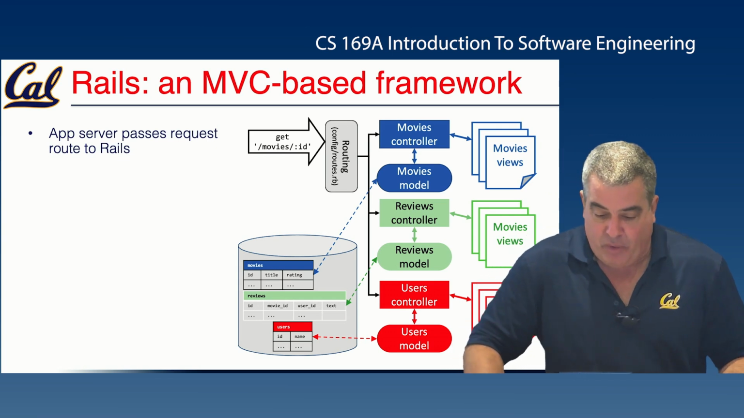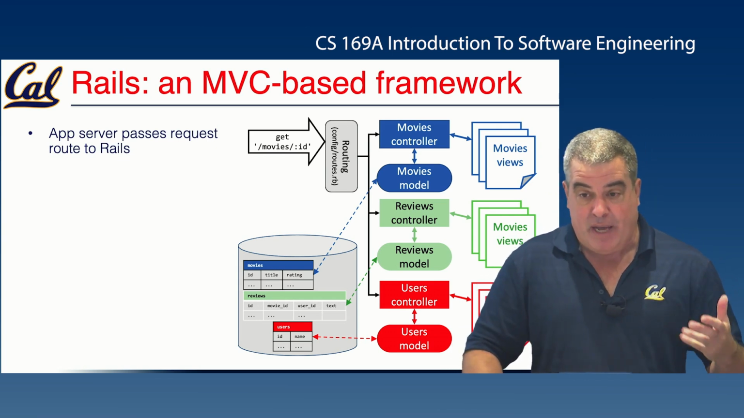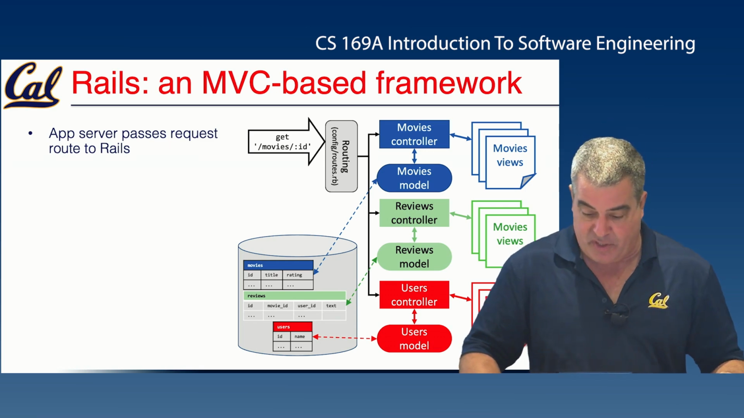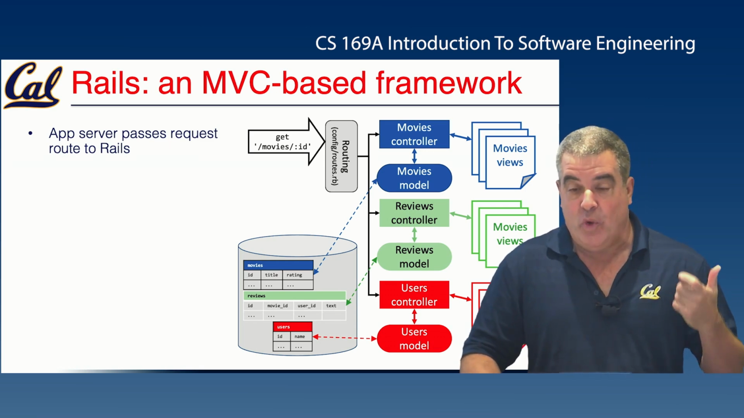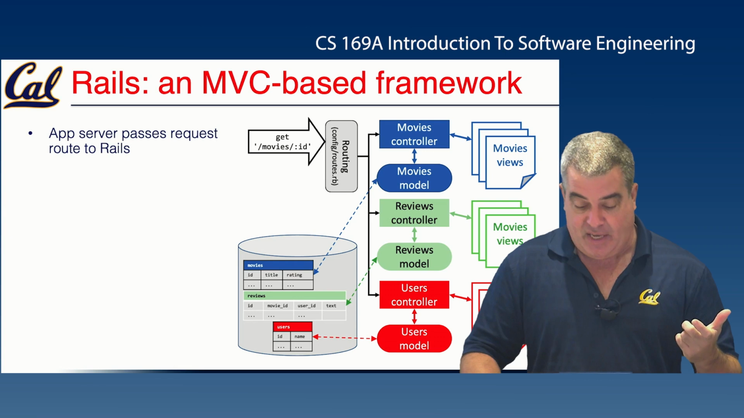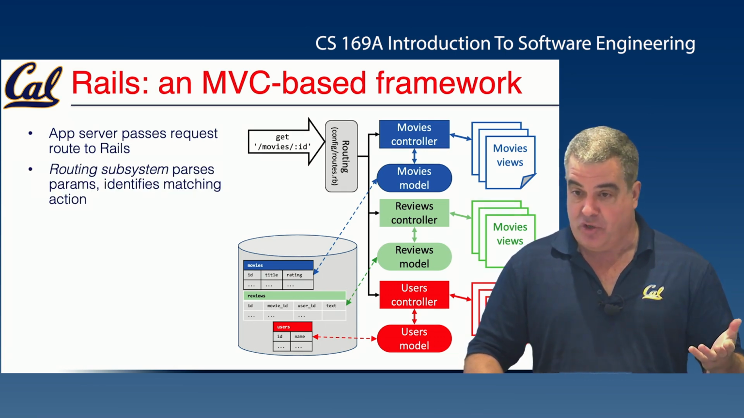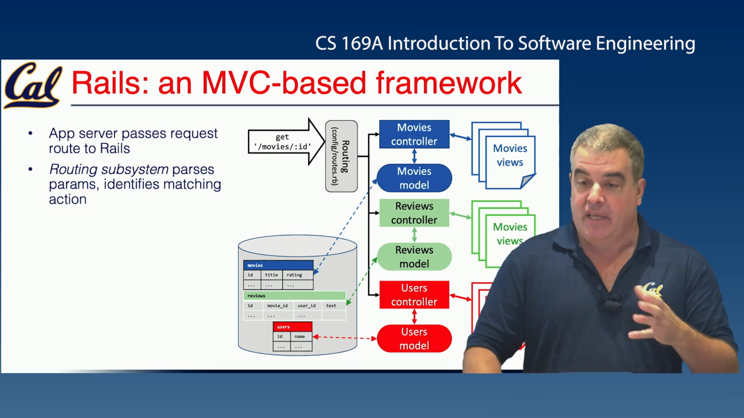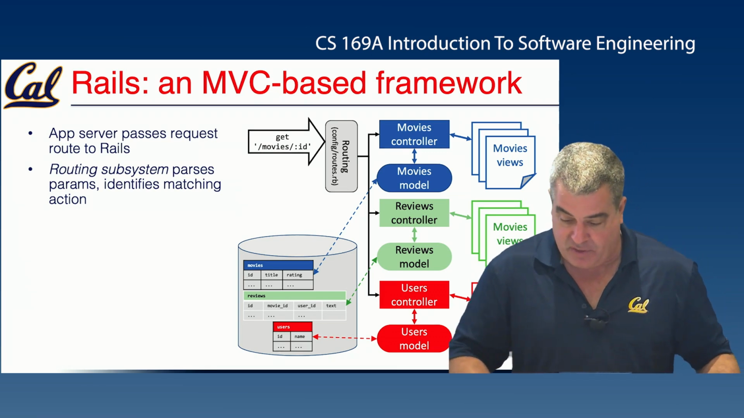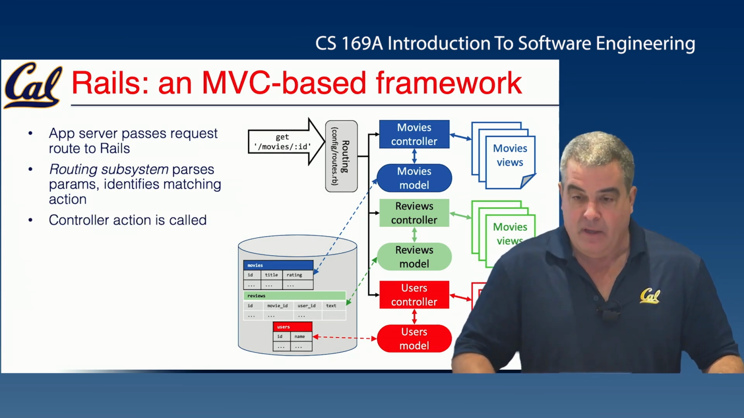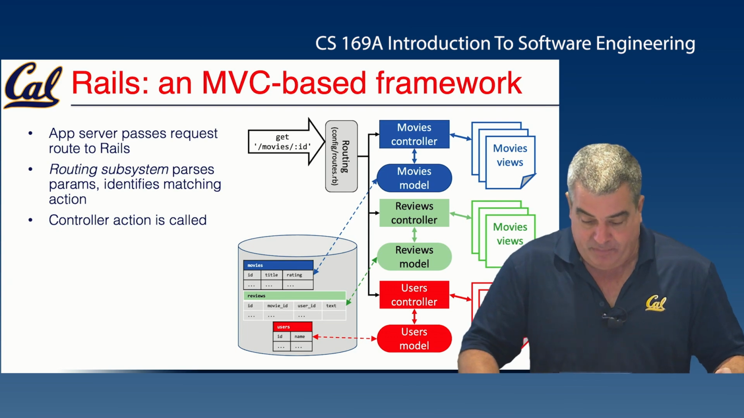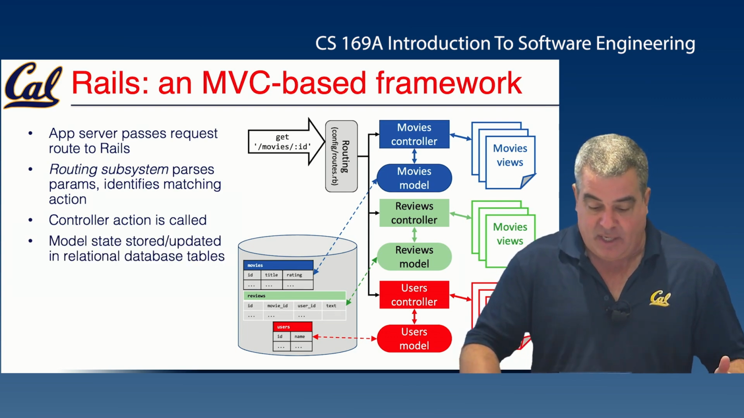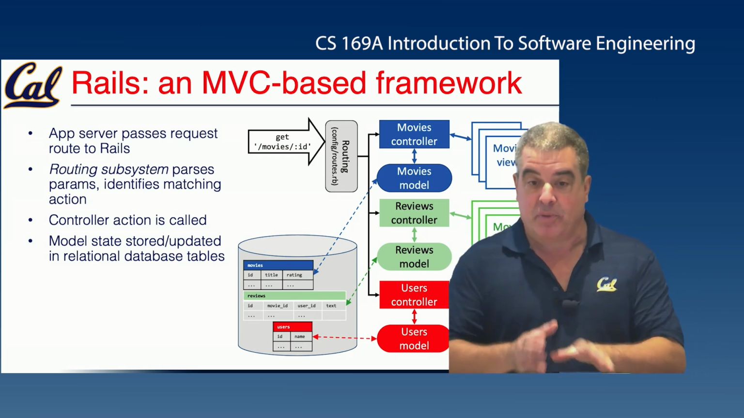So in summary, what's happening here? The app server still passes a request into Rails, but now it's going to go through this level of indirection, the routing subsystem. That will determine which controller action has to be invoked to handle it. And just like Sinatra, the parameters will be parsed out. A bunch of other nice things will happen to insulate your code from some of the details that have to happen at the HTTP level. The controller action will be called. Just like Sinatra, it can result in updating the model state, but now the model state is explicitly stored in a database.